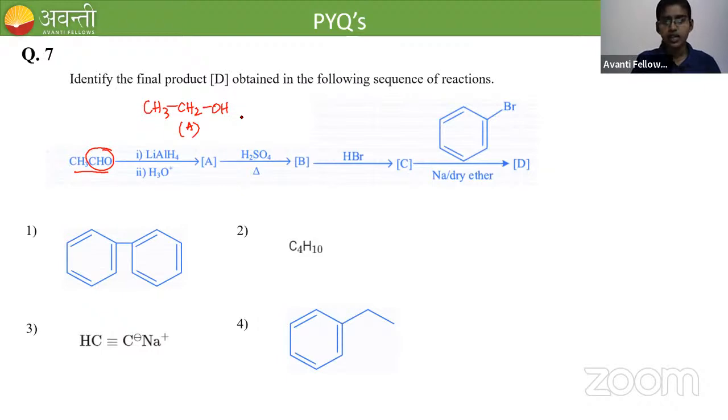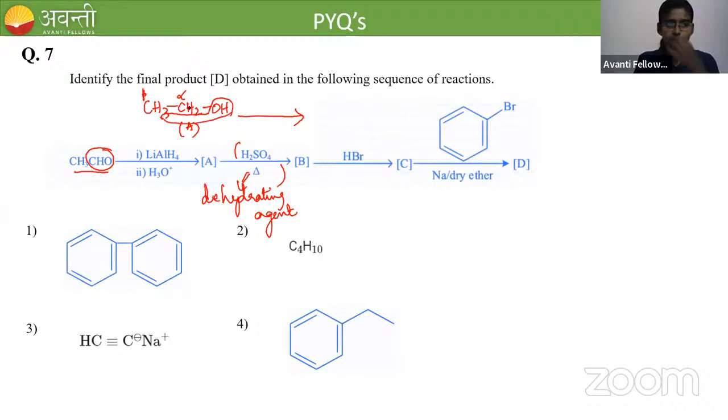And ethanol A on reaction with H2SO4. What is the role of this H2SO4? It is a dehydrating agent. Sulfuric acid and P2O5 are dehydrating agents. It will remove the water molecule from the ethyl alcohol. Always beta hydrogens are removed. The carbon attached to the OH is the alpha carbon and this is the beta carbon. So one of the beta hydrogens will go out as H plus and OH will go out, and here you will get a double bond. So you will have CH2=CH2, and this is compound B. Here we are eliminating water using a dehydrating agent, H2SO4.